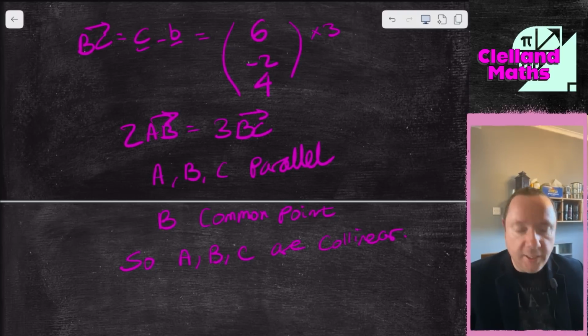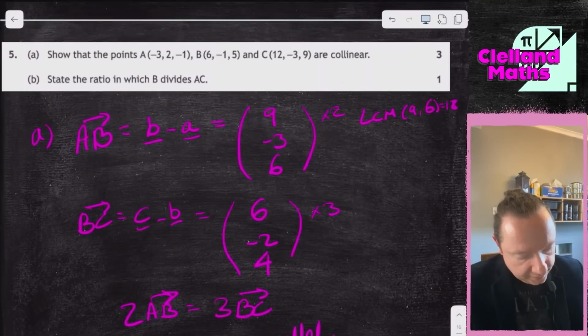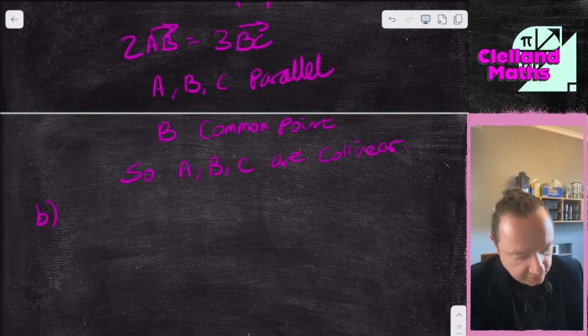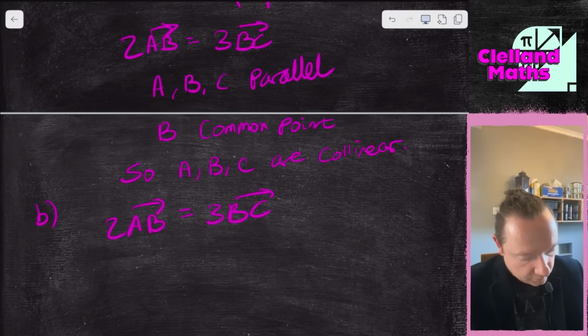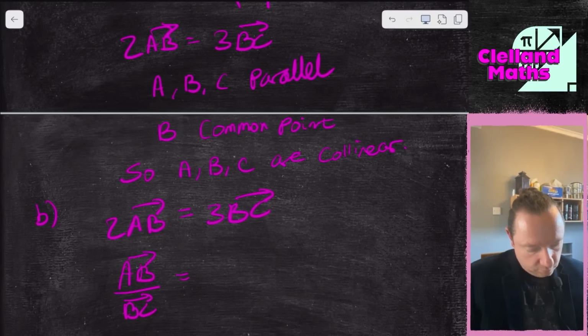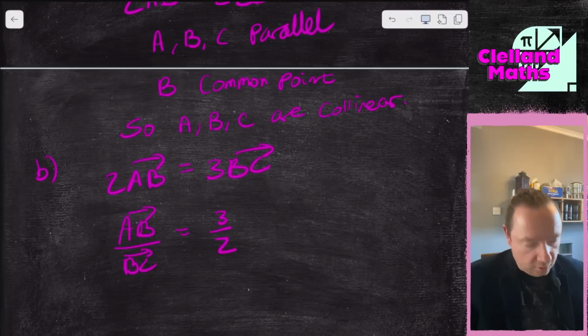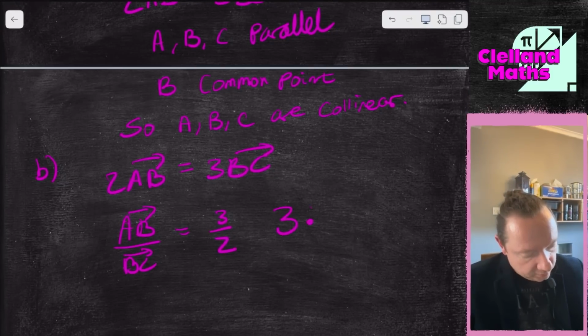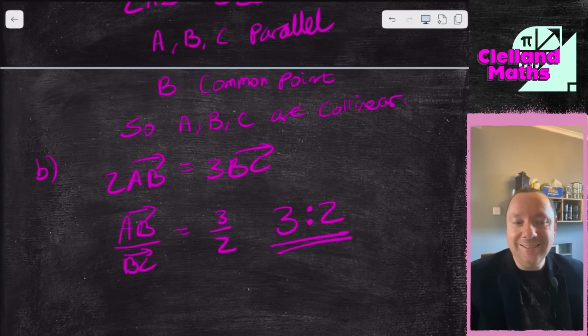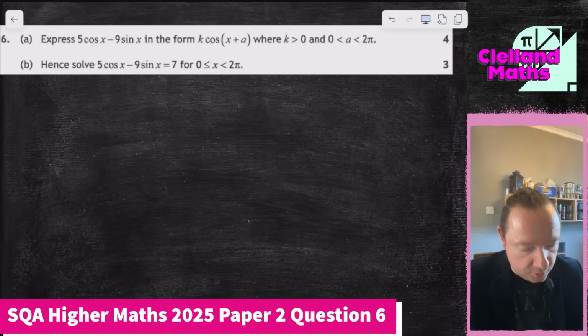And now it says state the ratio that B divides AC. Well, this is easy now. If you've written it like this, 2AB equals 3BC, then you just want AB over BC, and that's the fraction. Well, AB over BC is just 3 over 2, and that means that our ratio is simply 3 to 2. And we're done there.